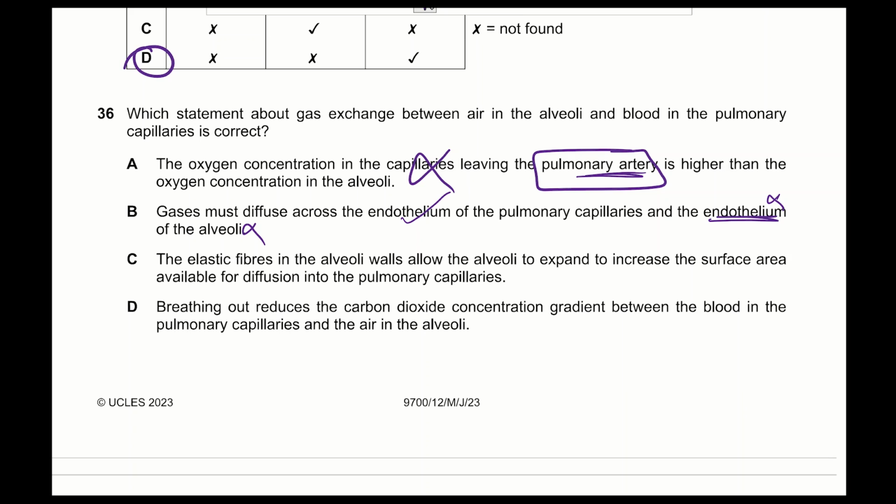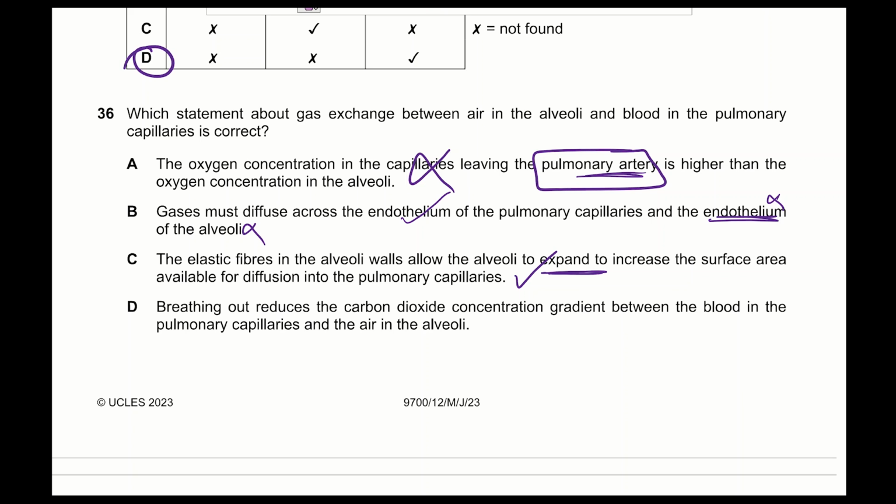C, the elastic fibers in the alveoli walls allow the alveoli to expand to increase the surface area available for diffusion. This is correct. The elastic fibers are able to expand for the process of diffusion and increasing the surface area, so this is correct. D, breathing out reduces the carbon dioxide concentration gradient between the blood in the pulmonary capillaries and the air in the alveoli. Now, this is totally incorrect.